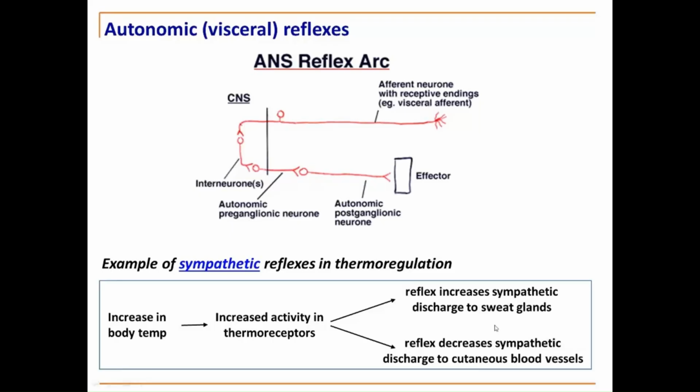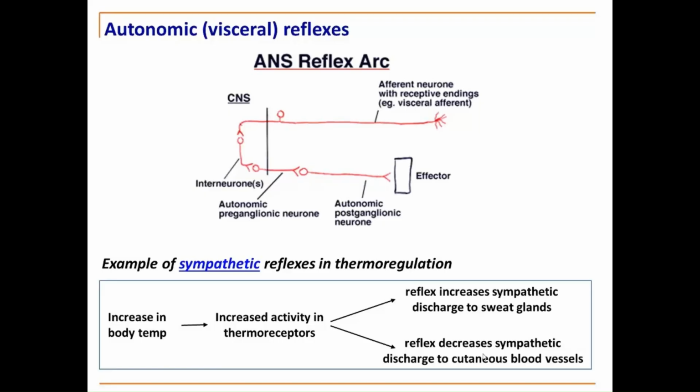The reflex decreases sympathetic discharge to your cutaneous blood vessels. That's the blood vessels just underneath your skin. So you're getting decreased sympathetic activity going to those blood vessels, and what that means is you get decreased vasoconstriction. And if you've got decreased vasoconstriction, it kind of suggests, but we'll say it for now, that it's causing vasodilation. It's not actually causing vasodilation, you're just getting less vasoconstriction.